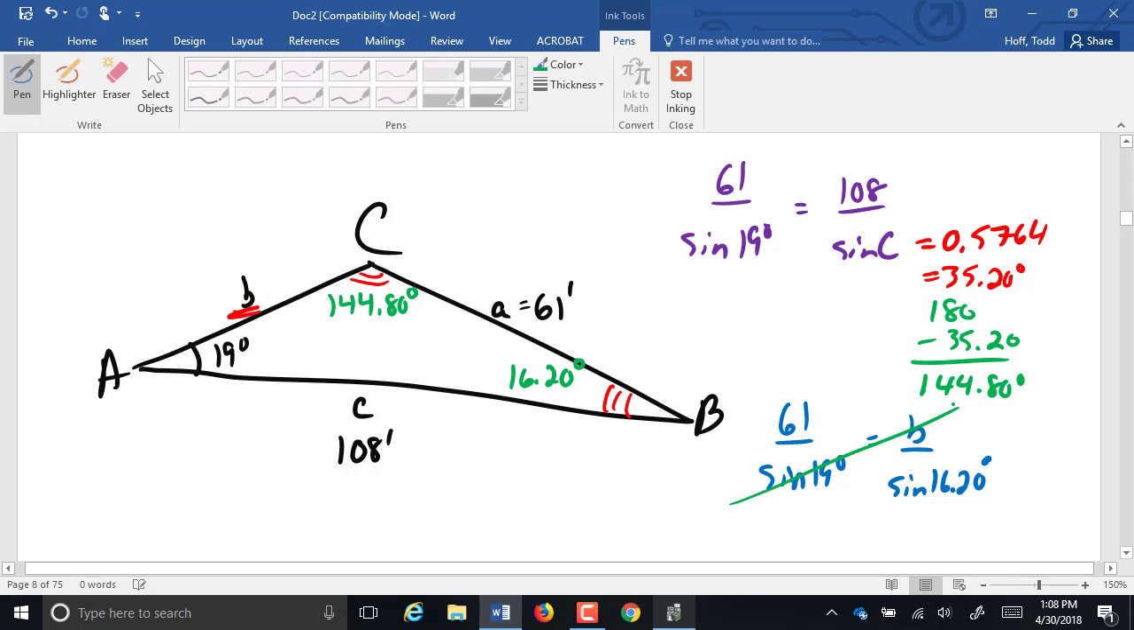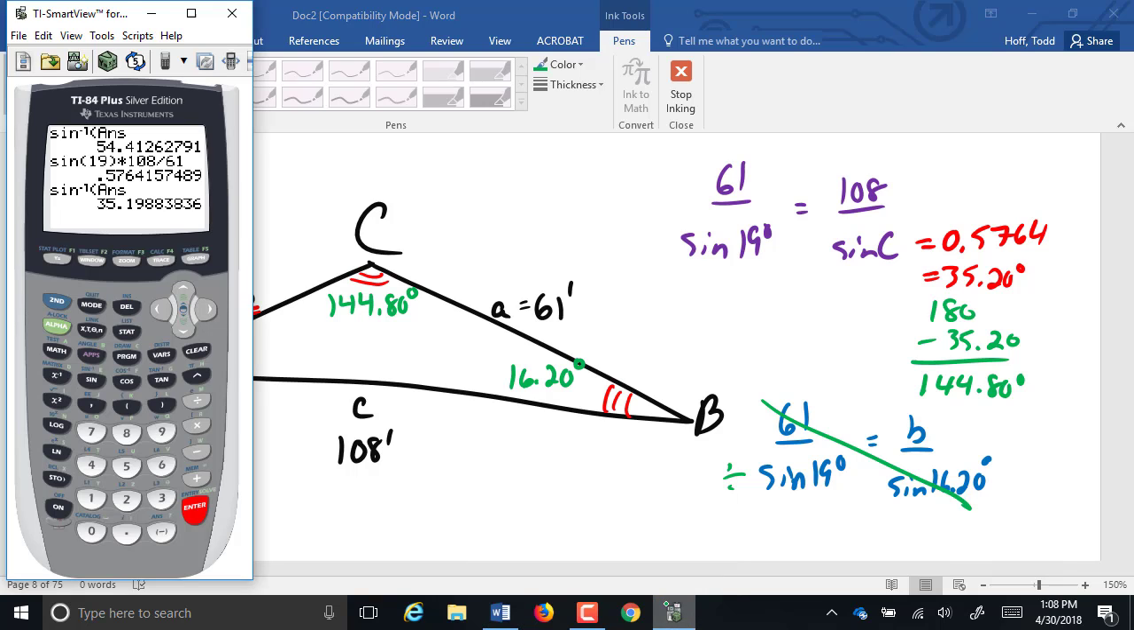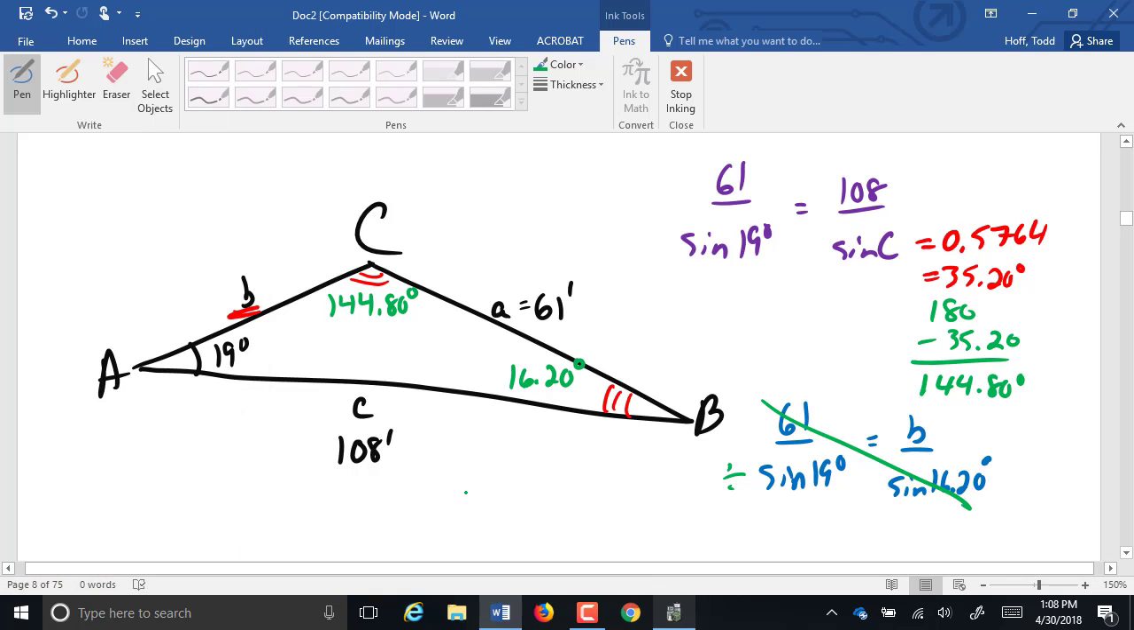Oops, wrong way. Cross multiply and divide. Slightly smaller than the 61. 61 times the sine of 16.2 divided by the sine of 19. 52.27 feet. What do y'all think? Woohoo.